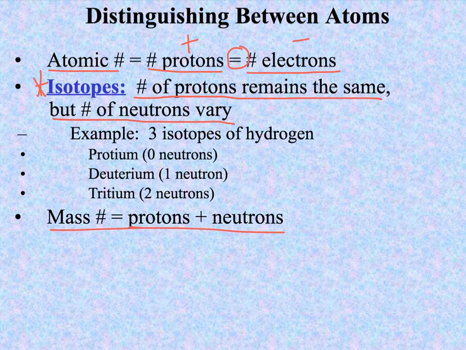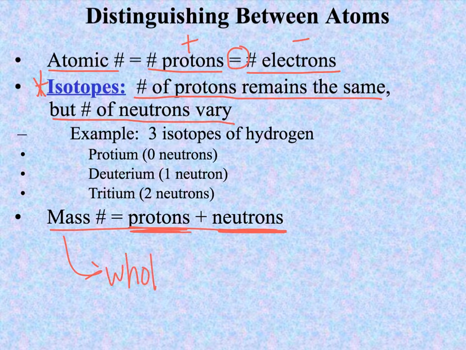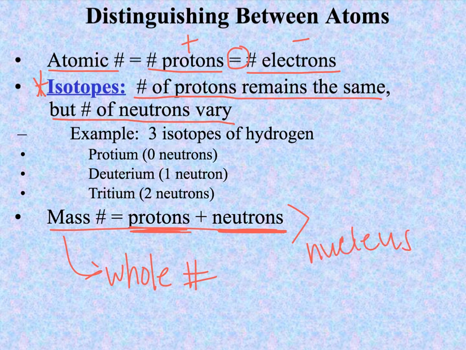Mass number, protons plus neutrons, will give us the mass of the atom. Mass number is just a whole number that we're going to get. Where are your protons and neutrons found again? Where in the atom are they found? In the nucleus. Basically, whatever's in the nucleus makes up the majority of the mass of the atom.